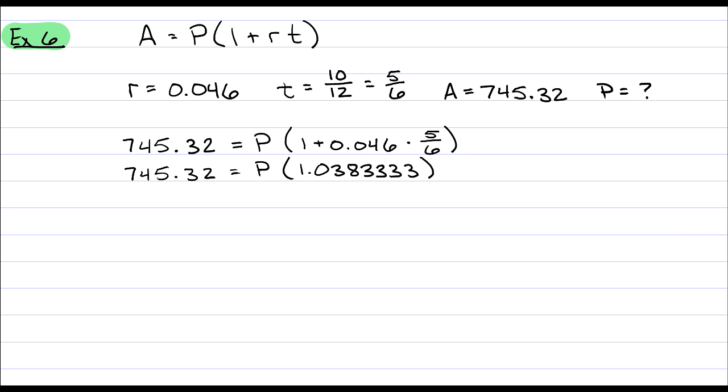Okay. So now, to solve for P, I need to divide both sides of the equation by 1.0383333. And so if I take 745.32 and divide by that quantity, I'm going to get $717.80. It's really 0.8041 and so on, but we're asked to round to 2 decimal places, so that's going to give us 0.80. Okay, so $717.80 is the amount that's borrowed, and the amount that's paid back is the 745.32.